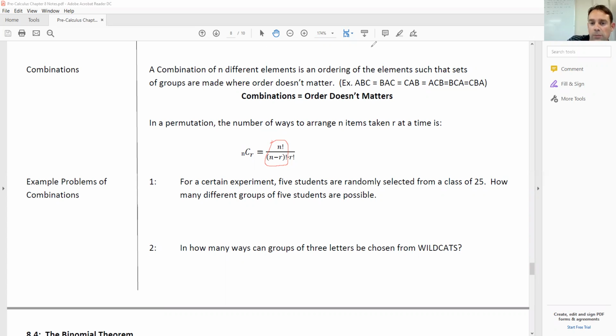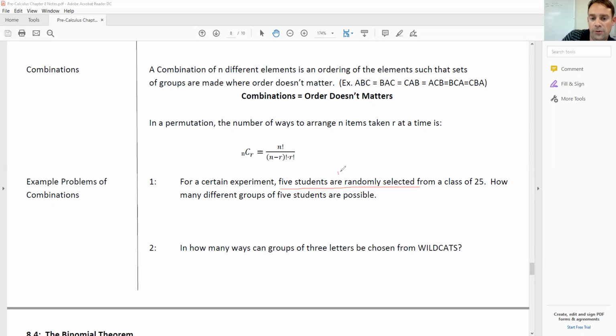So we're going to try these two, and then we're going to go back and take a look at that problem we had before with the dock workers and the warehouse workers. Because what if those were the same position and they just needed people to fill them and they weren't unique roles? So we'll go back and take a look at that here in a second. For a certain experiment, 5 students are selected randomly.